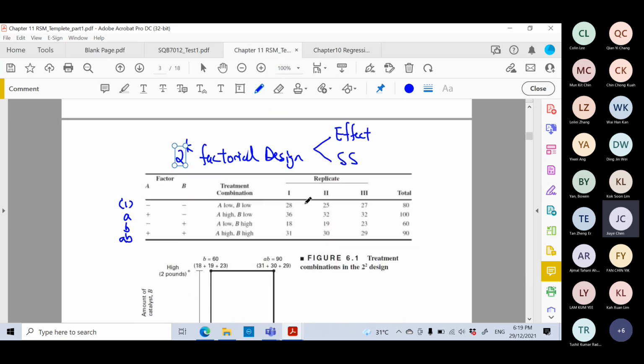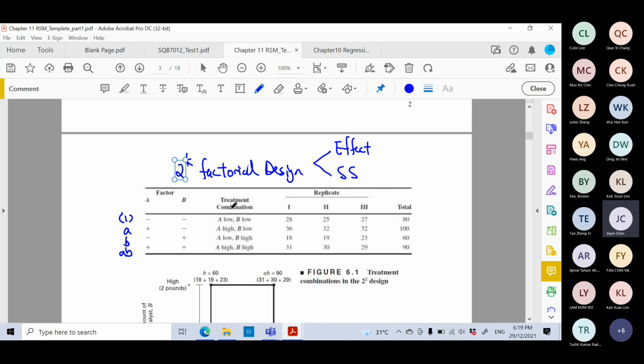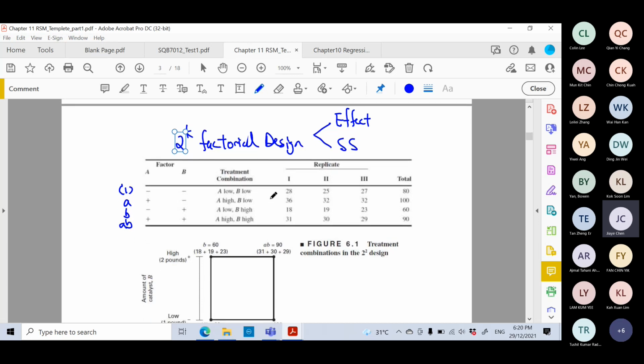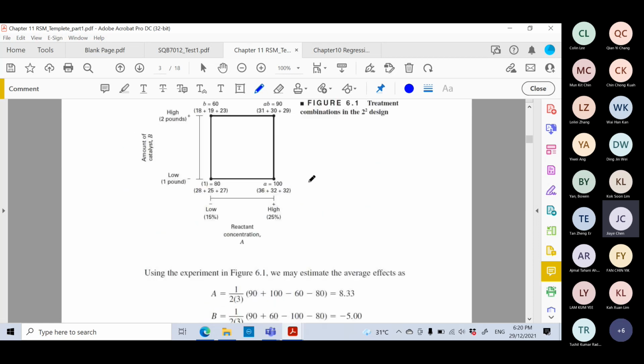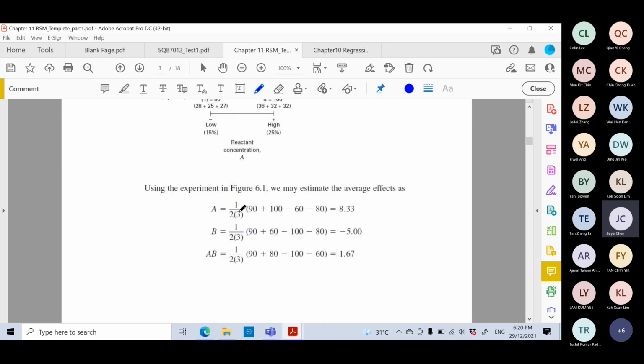Similar to the following example here, if you want to do that, we can also formulate it using the matrix forms. But one good thing is, if this is a 2 power k factorial design, our parameter estimates we can get from the effects of the models. Therefore, I show you the effects here.